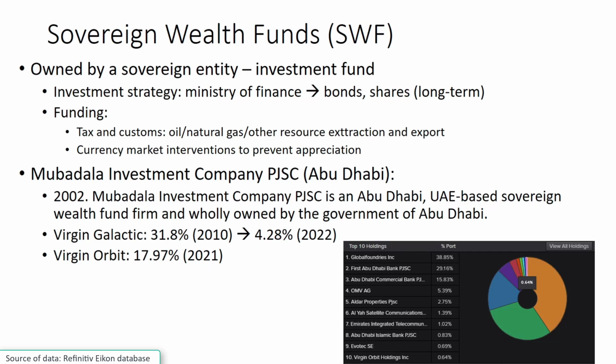So the first SVF was created in Kuwait in 1953, and mostly what they were looking for was to invest their oil export revenues, because you can tax oil extraction, or you can put customs on oil export, or maybe you are reinvesting the profit of the national oil company. It doesn't matter, somehow you can raise money from this.